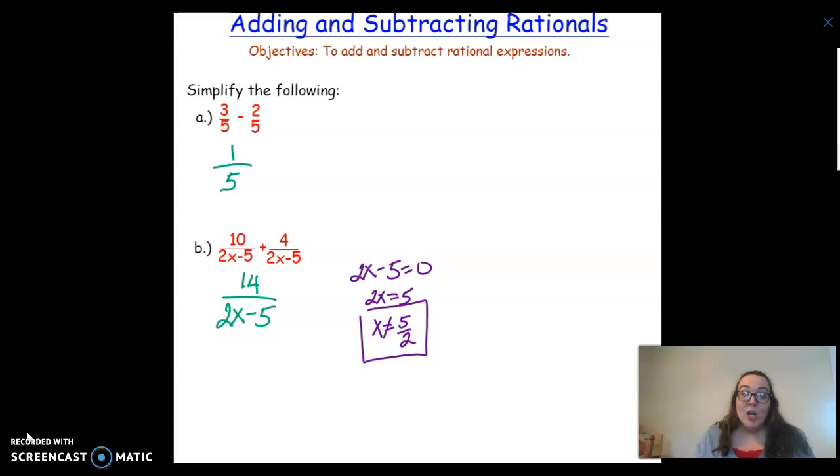Remember, on this question, 14 over 2x minus 5, this is how it stays. We cannot simplify the 14 and 2x because they're not written as multiplication down here on that denominator. It is 2x minus 5.